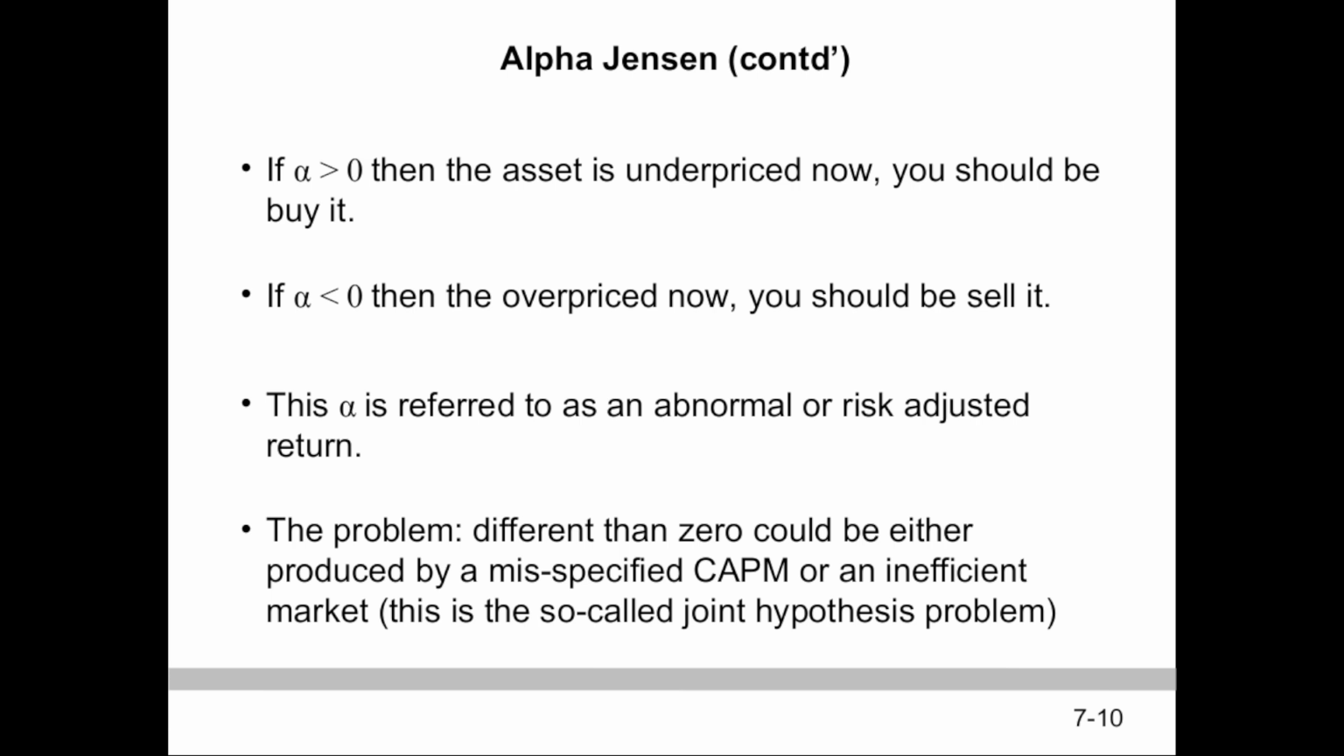The problem here is an alpha different than zero. An alpha different from zero could be produced either by a misspecified CAPM or an inefficient market. This is the so-called joint hypothesis problem.